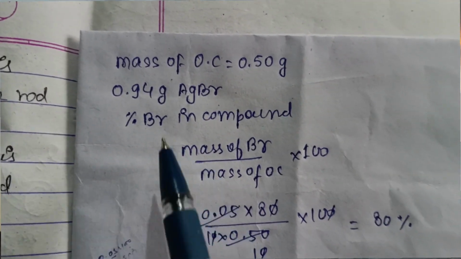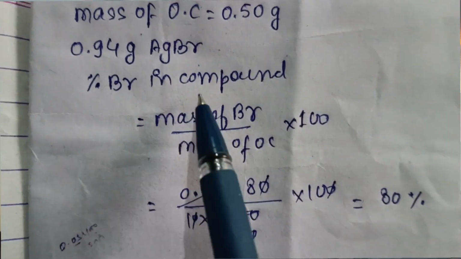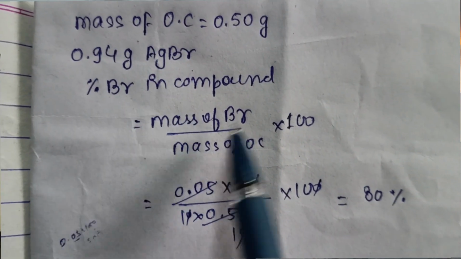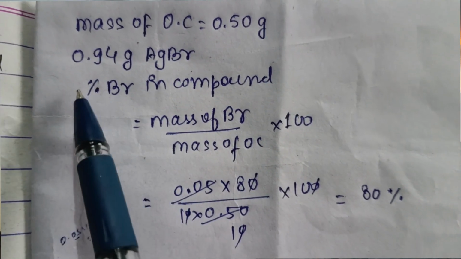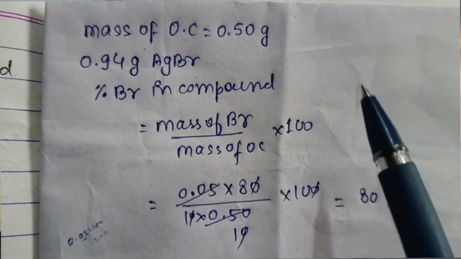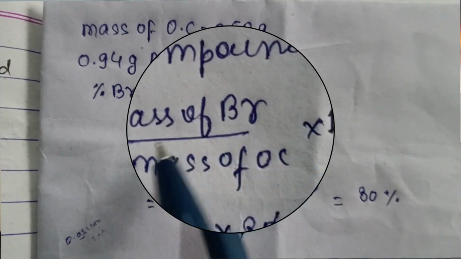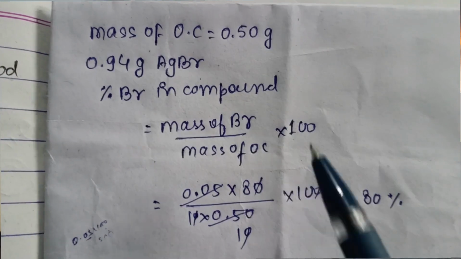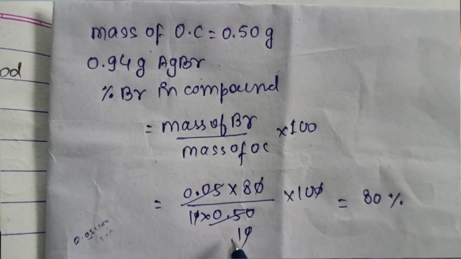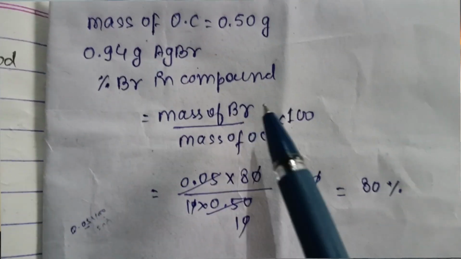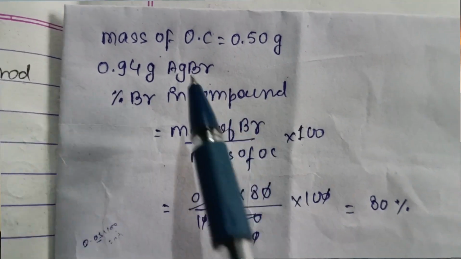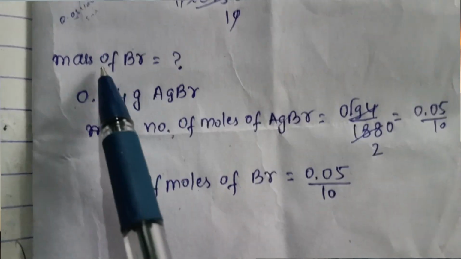So I think this is a very simple question. We have to find the percentage of bromine in the organic compound. That is given by the mass of bromine divided by the mass of organic compound into 100. So the mass of organic compound we already know. We have to find the mass of bromine. How will we find the mass of bromine? From here we can find it easily.